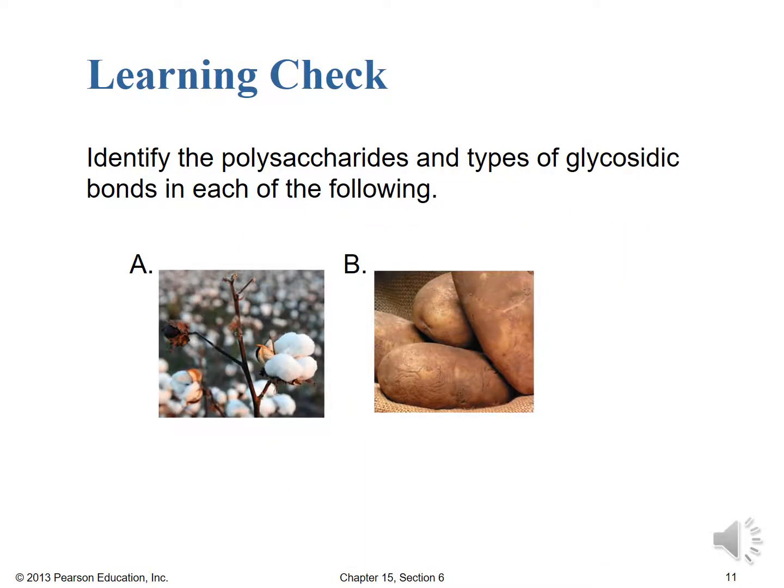Okay, we've been through a lot together here in our carbohydrate chapter, and so before we close this chapter, let's have one final learning check. Your task here is to identify the polysaccharides and types of glycosidic bonds in each of the following. So A, there is a picture of cotton, if you can't tell, and B is some potatoes, which we'll take as an example of plant starch. So go ahead, stop the video here while you determine the polysaccharides and types of glycosidic bonds in each, and then start us back up when you're ready to check that work.